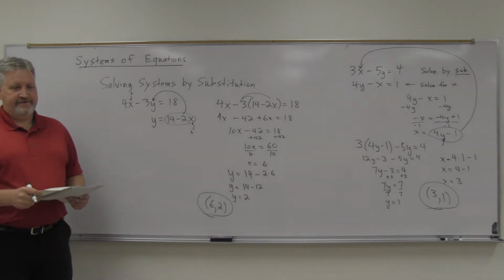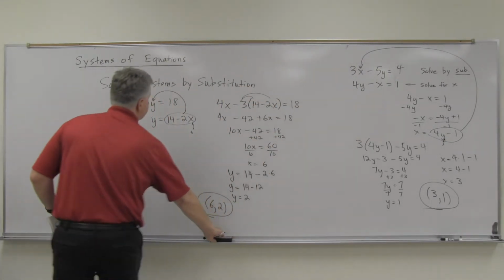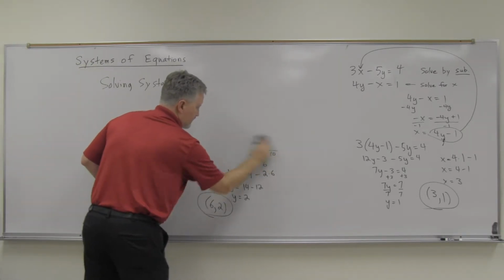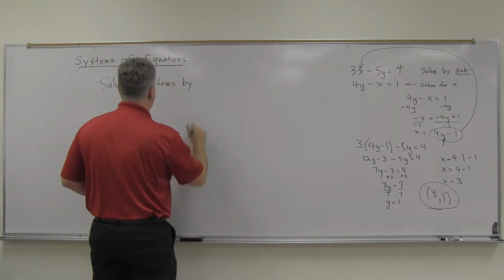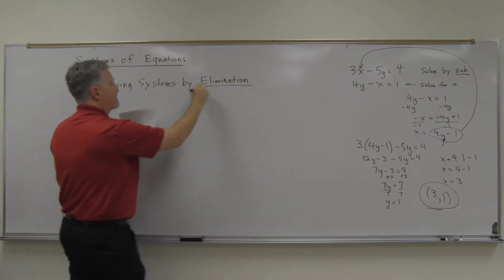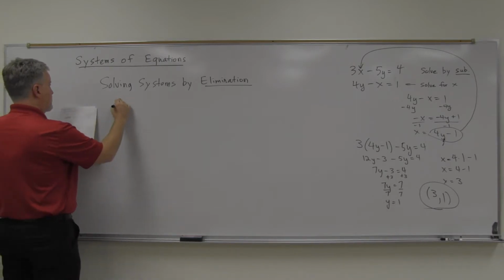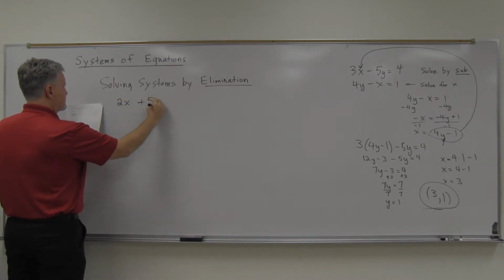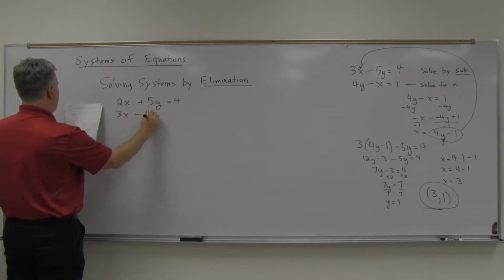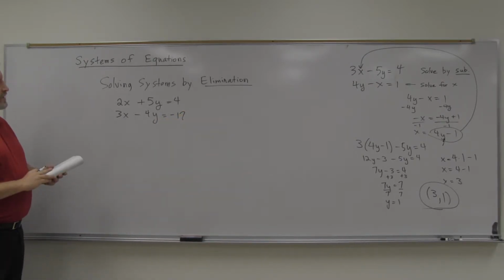All right. The second type of method for solving systems is elimination. I would like for you to know both ways. Both ways are important. But let's solve a couple here by elimination. All right, so here's the idea. Let's take 2x plus 5y equals 4, 3x minus 4y equals negative 17. Let that be our system.